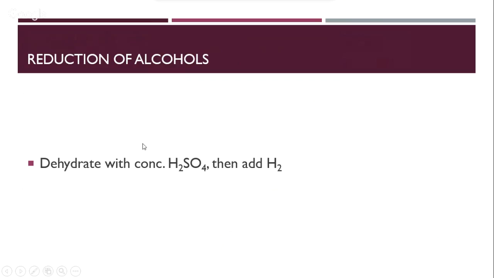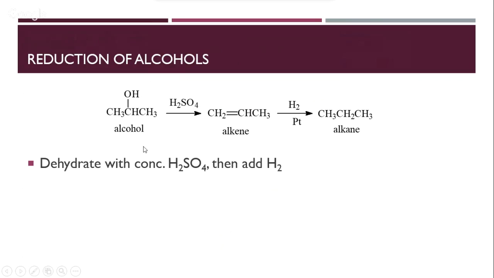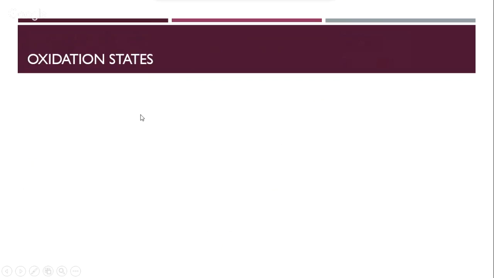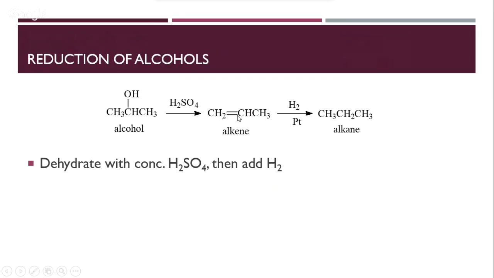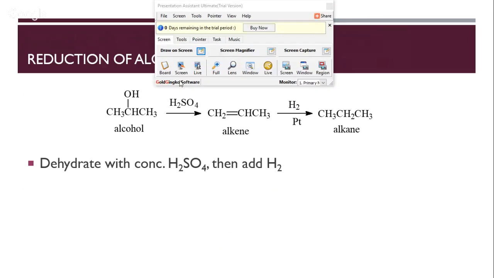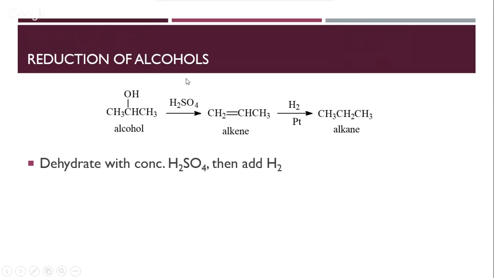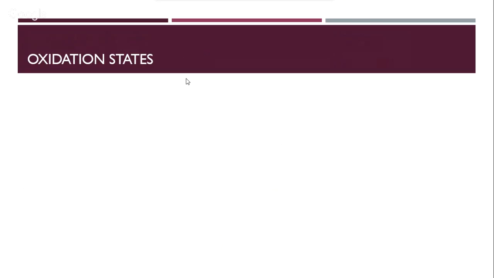Now, what are the other reactions of alcohols when you reduce them? If alcohols are dehydrated, you'll again end up getting an alkene. This is the reverse reaction of hydration, as we just saw a few minutes ago, right? So with concentrated H2SO4, you can dehydrate to an alkene, and if you add hydrogen to it, you end up getting an alkane. So this is a reverse reaction of addition of water to the double bond. Now you're taking out water and you end up getting an alkene.